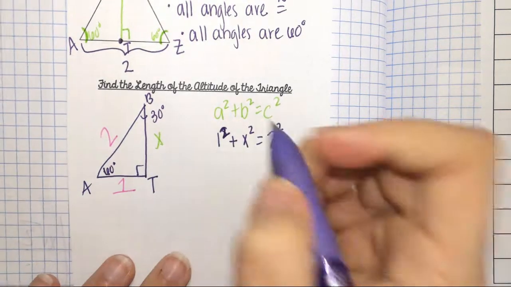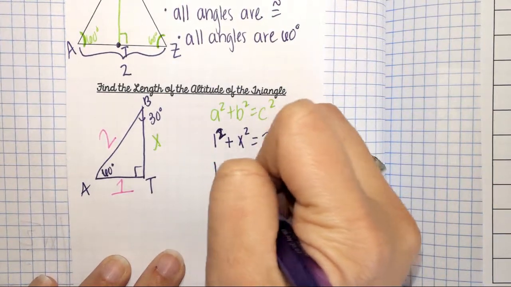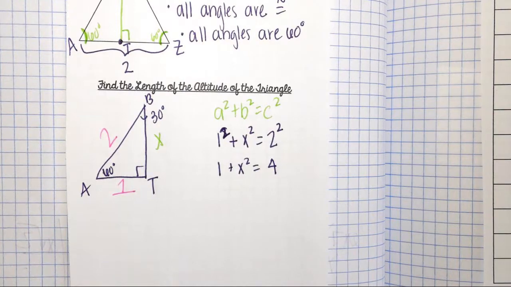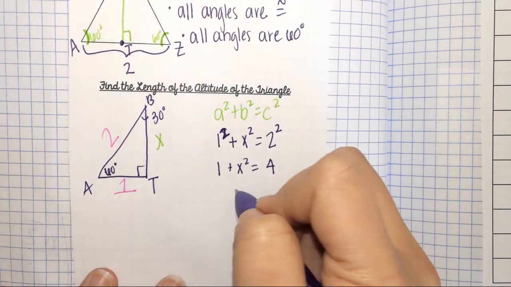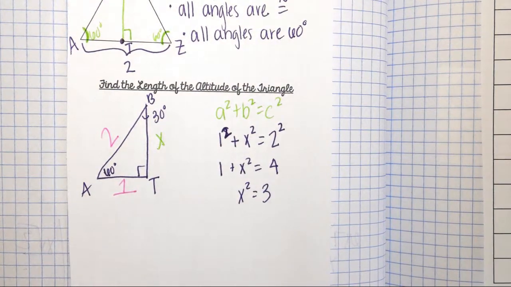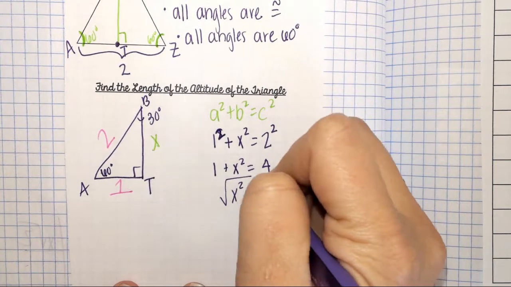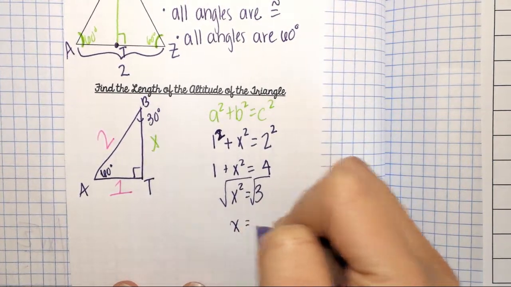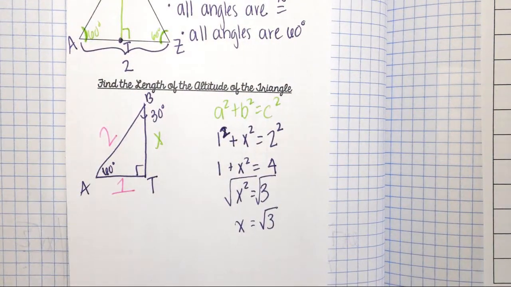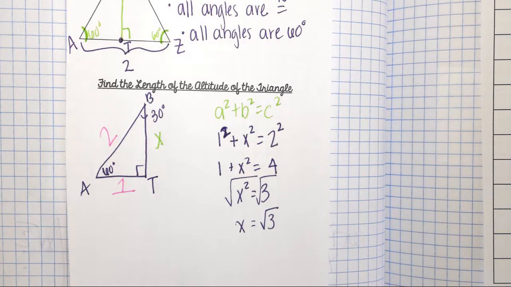Okay, what's 1 squared? 1. What's 2 squared? 4. 4 minus 1 equals 3. So x squared equals 3. But what does x equal? The square root of 3. Thank you. Now, is the square root the same as dividing by 2? No. But we're going to leave it in simplest radical form. Isn't that what we've been practicing doing with our 45, 45, 90?